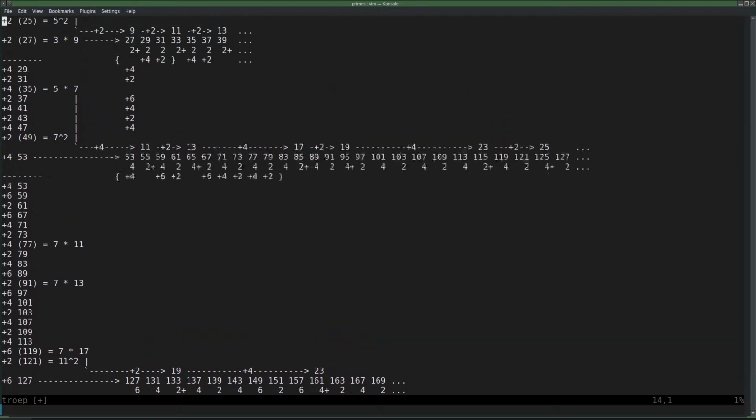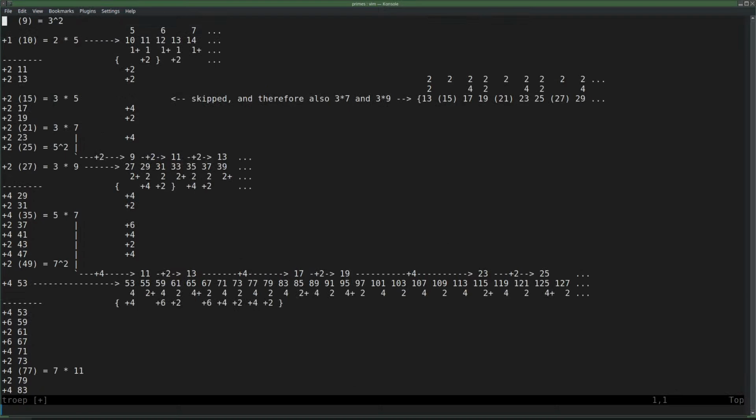Let me think. I think these numbers are 7, 11, 13. So it's already skipping 2 things. I think these numbers are not divisible by 2 and 3. So let's add that here. Divisible by 2 and 3.